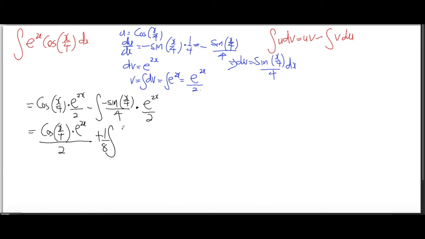So let's do this. You have e to the power of 2x, and then multiply by sine x over 4. That's what we have. Looking at this, we can see clearly that we have to do another integration by parts. I'm going to do that separately.